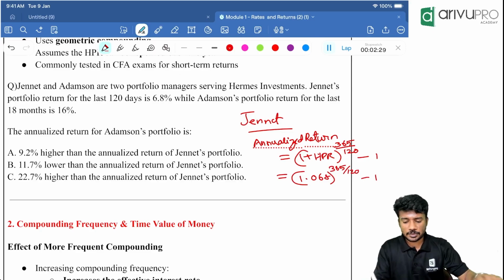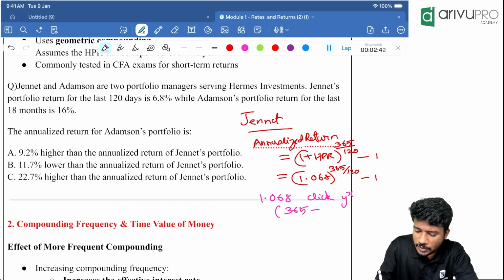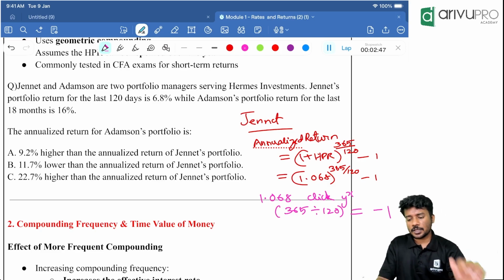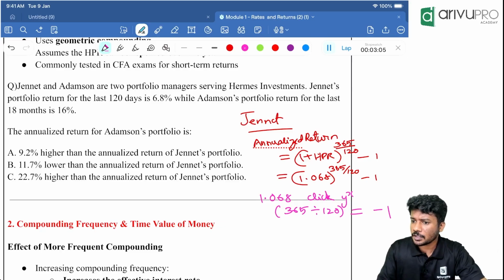Take your calculator and do this. How to do it on the calculator? Type 1.068. Then click the y raised to x button. Then put the bracket 365 divided by 120. Then close the bracket, then click equal to, minus 1. How much are you getting? 22 point something you are getting? Yes. How much is it?